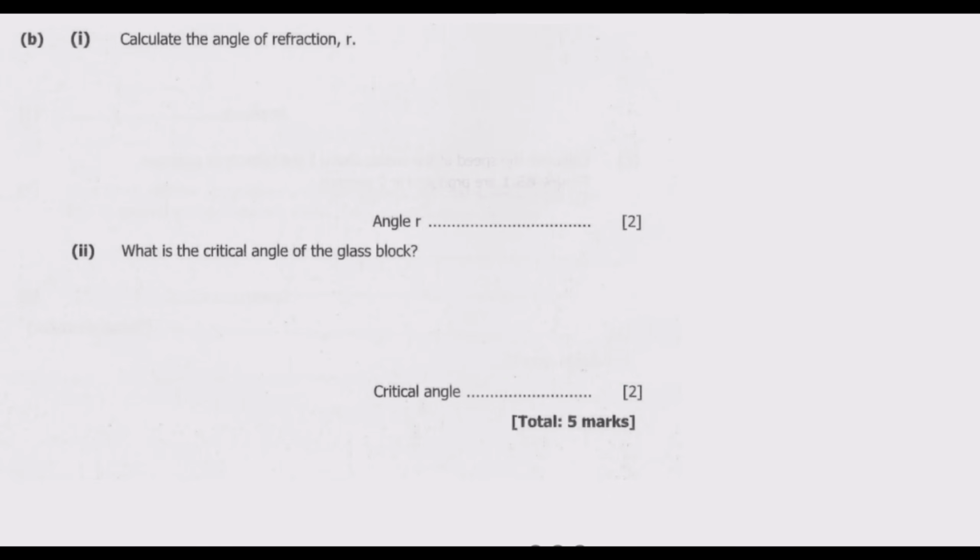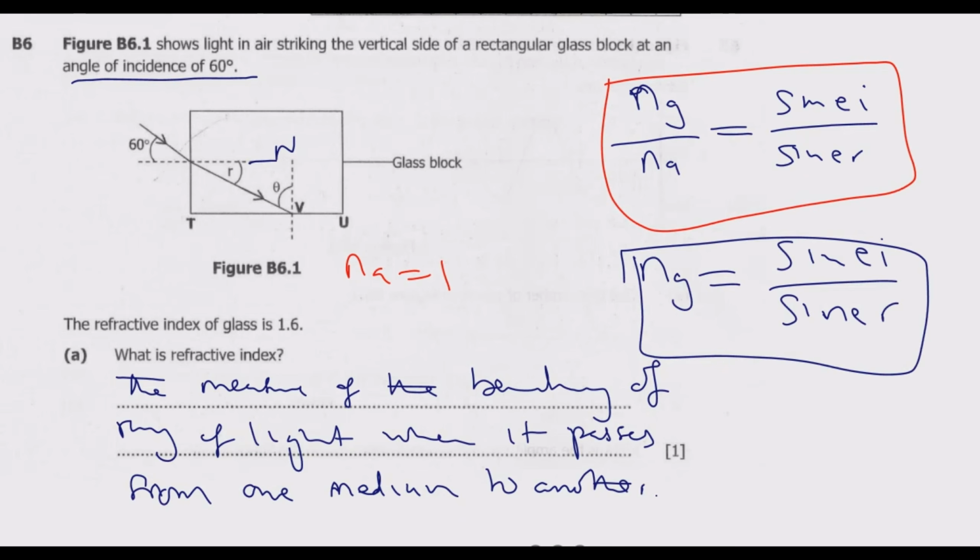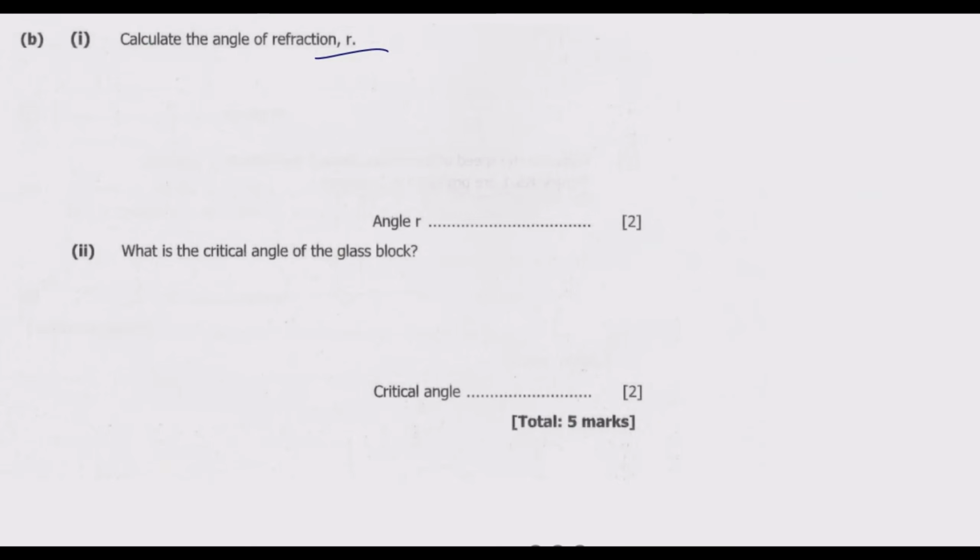Okay, let us look at question B, Roman numeral 1. Calculate the angle of refraction r. This is the angle of refraction r, which is this one. We know this is 60, and we know this is 1.6. So it's straightforward, just a matter of substituting. 1.6 is equal to sine 60 over sine r. We are looking for r, so cross multiply: 1.6 sine r is equal to sine 60.